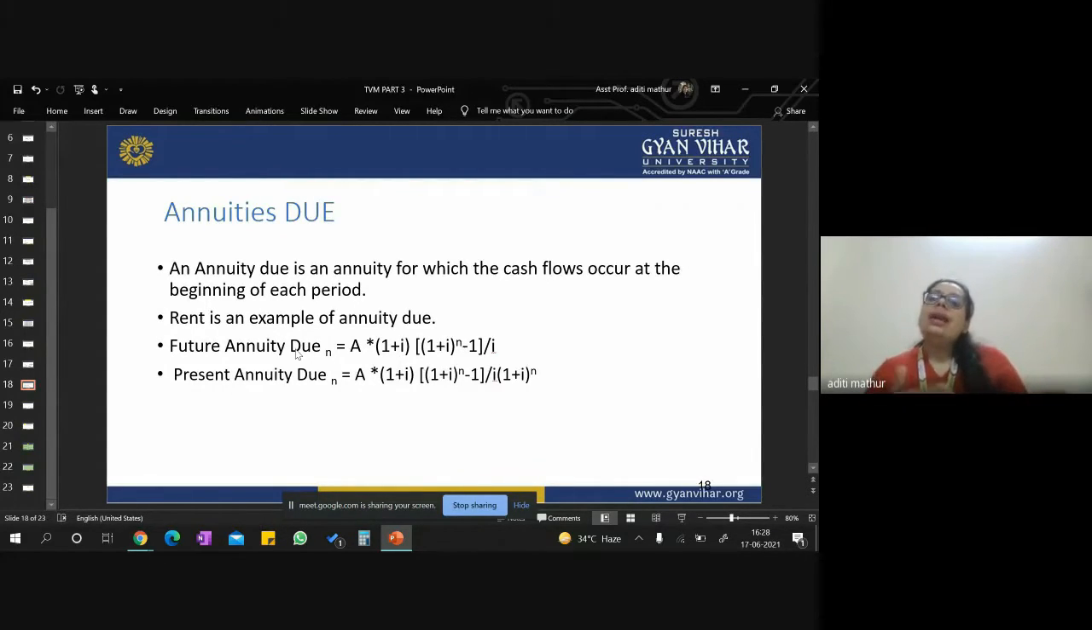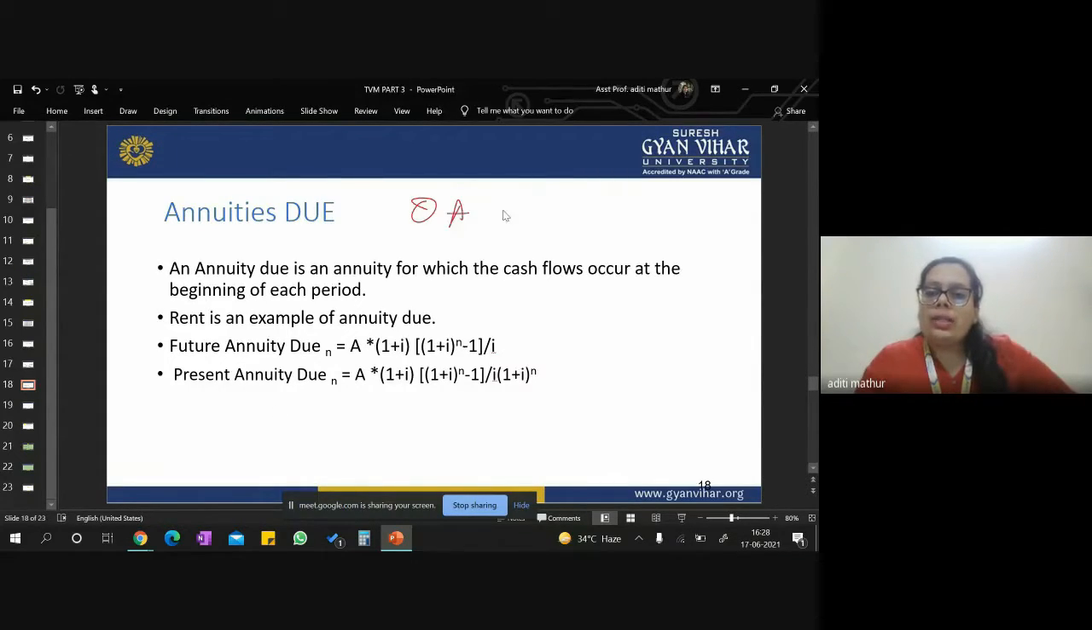So the annuity due is an annuity for which each cash flow occurs at the beginning of each period, right? So whenever there is going to be a payment or receipt of any amount, it will be at the beginning. Is it clear or not? If it is not clear, let's take an example.